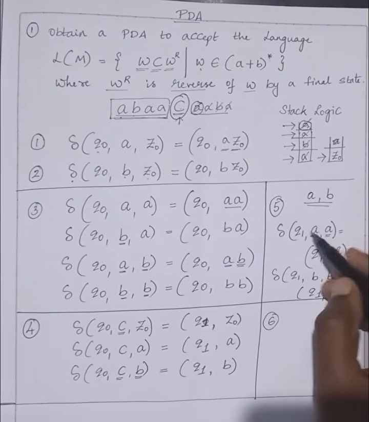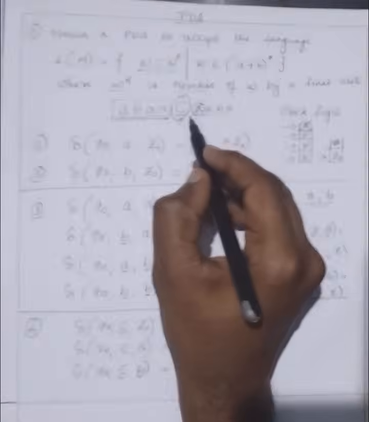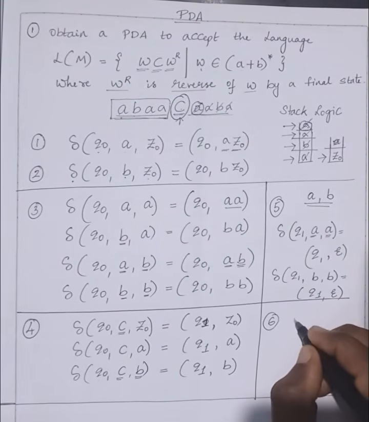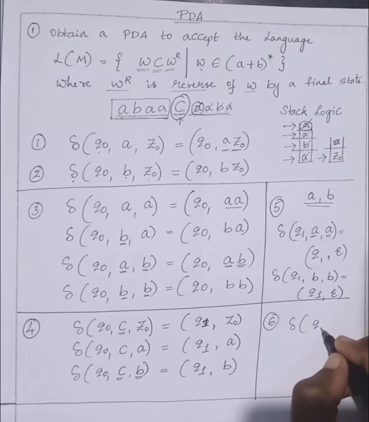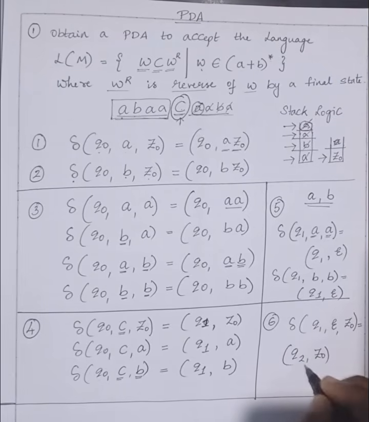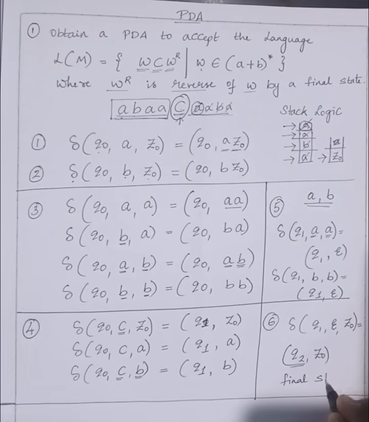After repeating this Q1 state continuously for all these inputs, we want to confirm our final state. So what is our final state? That is Q1 on epsilon. On epsilon means there is no more input to be read, and the top of the stack is Z naught. The stack is empty. Then we go directly to the Q2 state, that is Z naught, keeping the stack as it is. So Q2 is the final state.